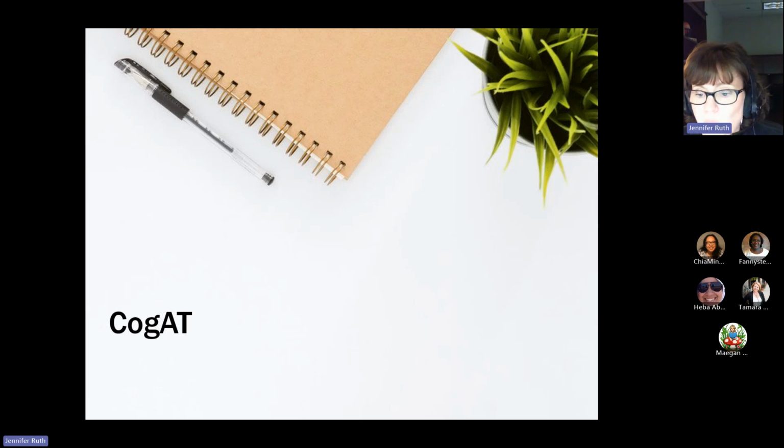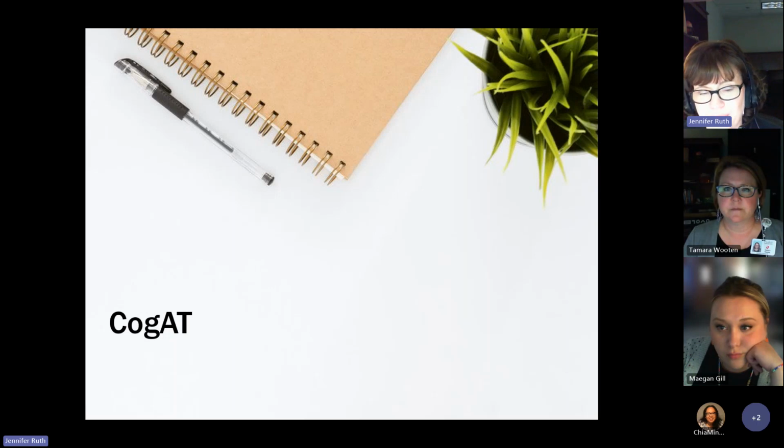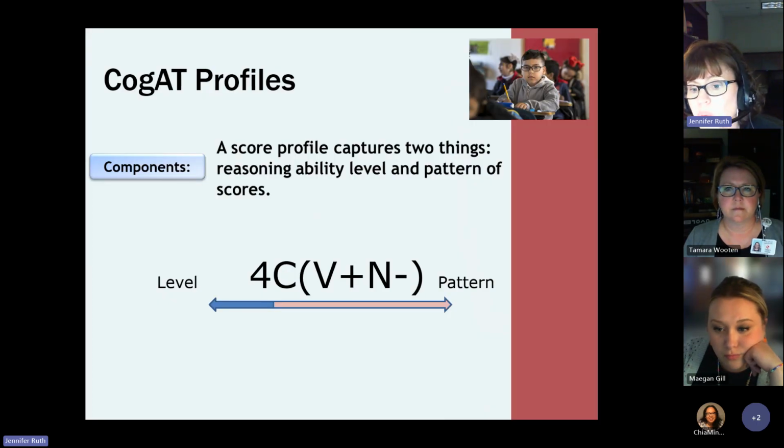The purpose of CogAT, why we give CogAT in our district, is to learn how our kids learn best. CogAT gives us information about how each student learns best, and we feel like that's valuable information to have on all kids, so that's why we administer CogAT to all of our students. Now, one of the scores that we get from CogAT is the CogAT profile. We also get norms for percentile rank, and we get age norms, and we get standard age scores, but we're going to focus today on the profile.